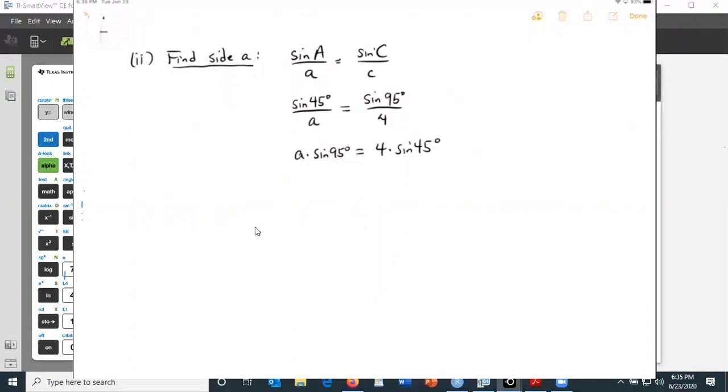And then the last step is to isolate A by doing what? Dividing by the sine of 95. So I get A equals 4 times the sine of 45 degrees divided by the sine of 95 degrees. And then we're going to round that using the calculator.